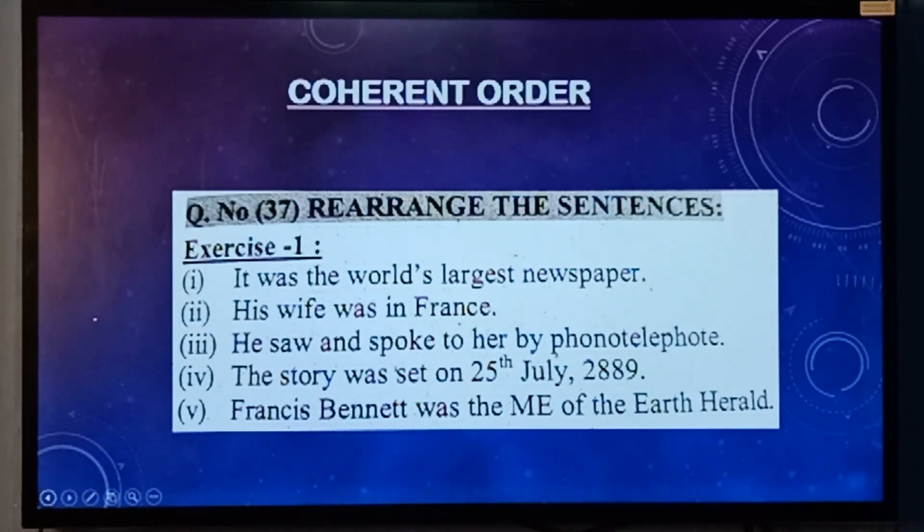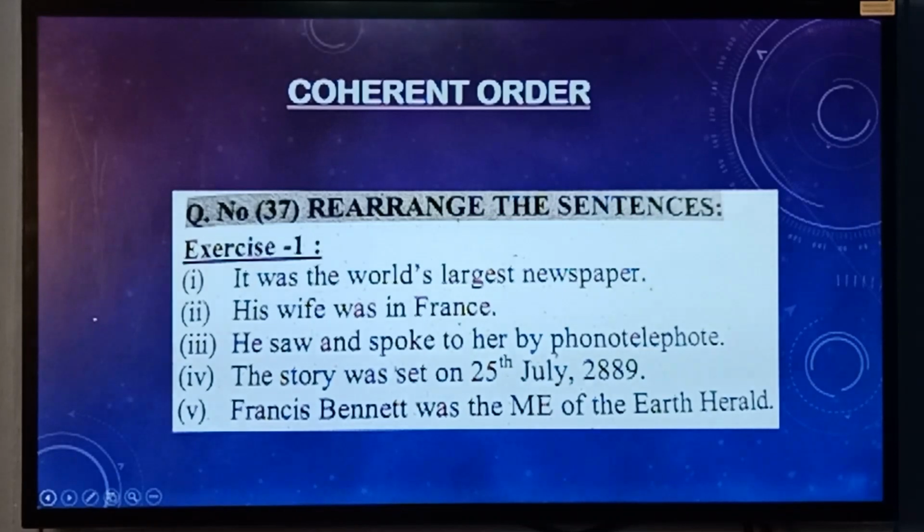So let us read the given sentences. It was the world's largest newspaper. His wife was in France. He saw and spoke to her by phonotelephone. The story was set on 25th July 2889. Francis Bennett was the managing editor of the Earth Herald. So these sentences are jumbled here. Now let us do it correctly.